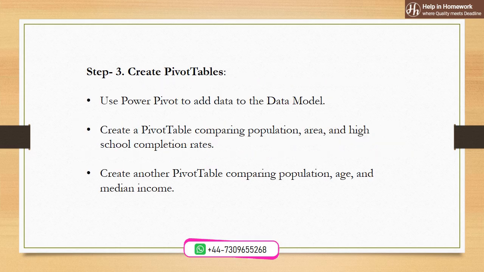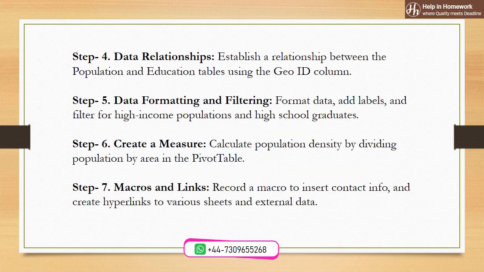Step 3. Create pivot tables. Use Power Pivot to add data to the data model. Create a pivot table comparing population, area, and high school completion rates. Create another pivot table comparing population, age, and median income. Step 4. Data relationships. Establish a relationship between the population and education tables using the GeoID column.